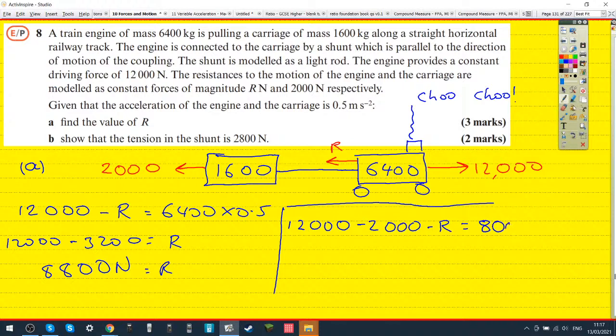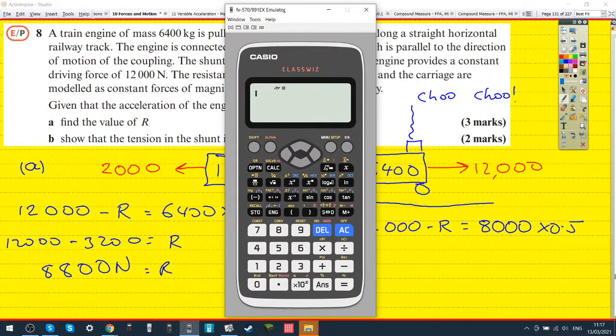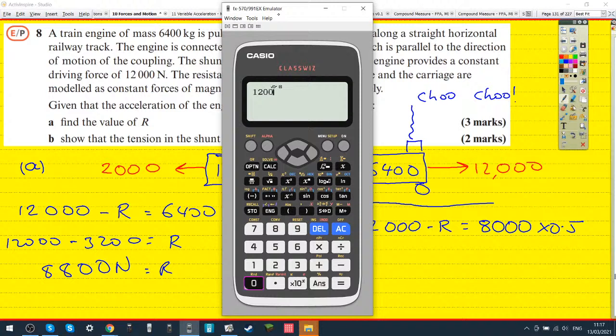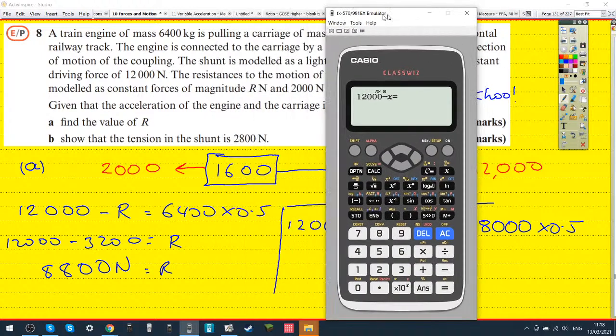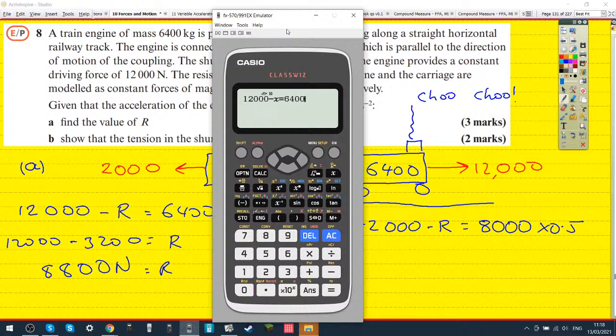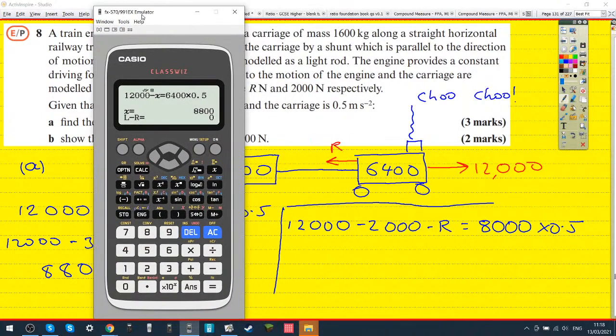8,000 times 0.5. And you'd get 10,000 minus r equals 4,000. And then you'd get minus r equals minus 6,000. And then you'd times by 0.1 on both sides. That's 1, minus 1, sorry. So r is 6,000, right? Is that what you got?